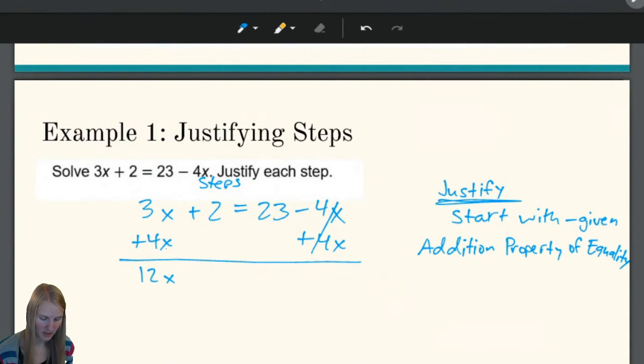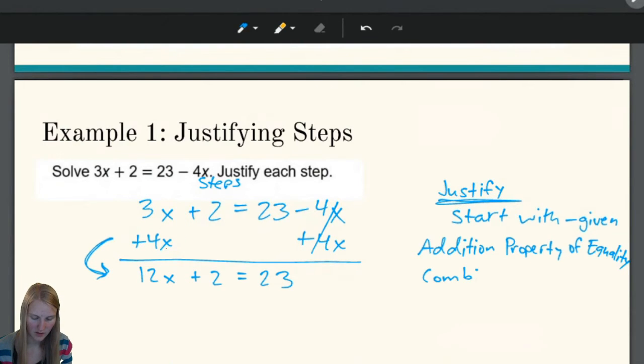Okay, so we get 12x plus 2 equals 23. Now, some people say that you need to justify this step. Some people say, nah, doesn't matter, it's so simple. If you want to truly justify every single step, from here to here, how did we get from here to here? Well, we combined like terms. We combined the 3x and the 4x together. So you can say combine like terms. You could also say simplify, as long as you're just saying what you're doing to get from one step to the other. So combine like terms, simplify, same thing. It's however you want to say it. It's your proof.